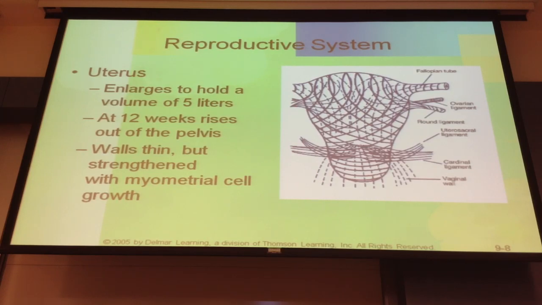The walls get very, very thin. Remember, it was a fairly solid organ. Those muscles just stretch and get very thin walled. But they get very strong. And that's what that's showing you up there, the muscle tissue. It's very strong and supportive, but it's very thin.